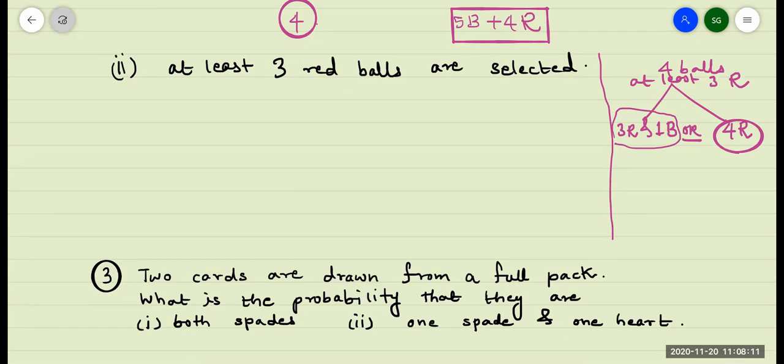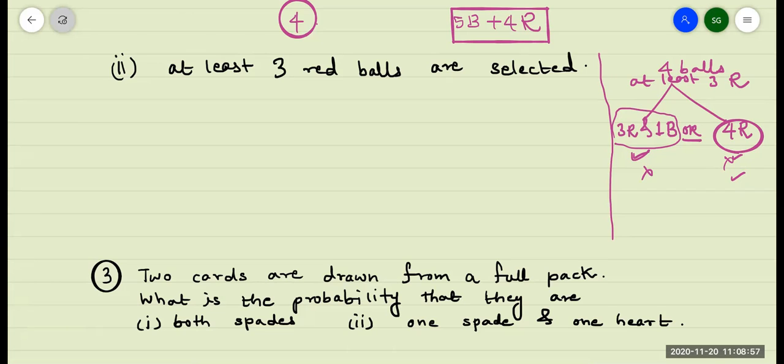I repeat my explanation that at least 3 red balls means 3 or maybe all 4 are red. So 3 red balls from 4 red balls can be selected and the 1 ball which is remaining is a black ball. Correct? Or what you can do is all 4, कम से कम 3 चाहिए तो चारों के चारों red आए तो भी चलेगा. All 4 can be red balls. This is how it happens. Okay? और ये 2 events एक साथ नहीं हो सकते. That is one thing. They are mutually exclusive. अगर ये हुआ तो ये नहीं होगा. ये हुआ तो ये नहीं होगा.